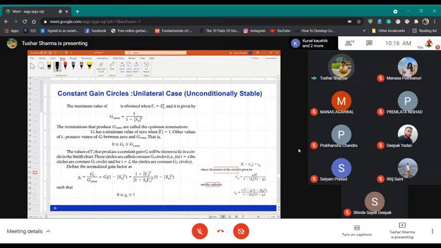For GS, GS max is equal to 1 minus S11 whole square. Now the question is, if it is max, the termination that produces GI max, is it the optimum termination, the termination which will give me the maximum value of the gain? Now the point is, this GI has a minimum value of 0 when this gamma is equal to 1, which means my S11 is equal to 1.